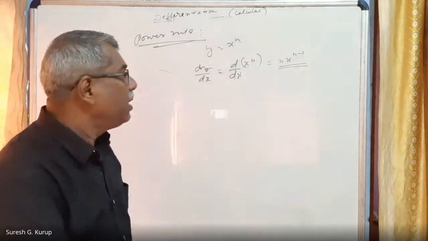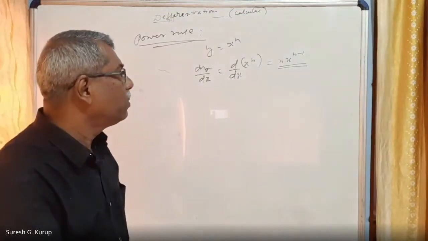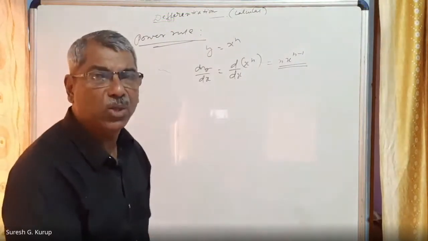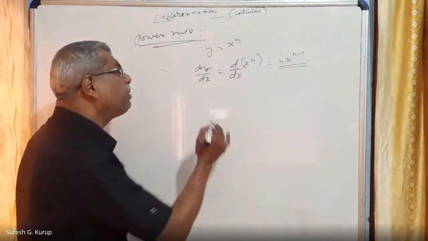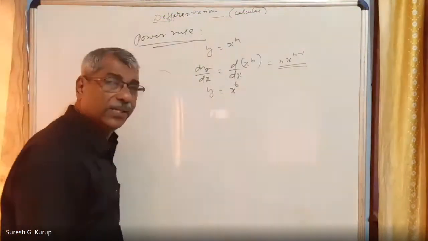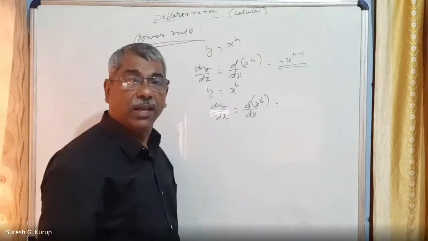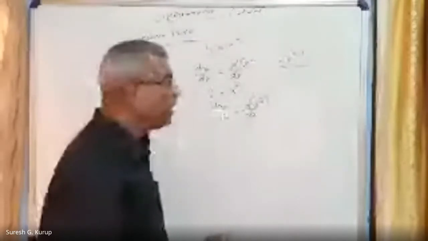Onwards, never forget it. d by dx of x raised to n, because y is a function of x with the power n, is n into x raised to n minus 1. Very, very simple. Example: y is equal to x raised to 6. The differential of this is dy by dx equal to d by dx of x raised to 6. In the place of n here it is 6 only. Therefore, this is 6 into x raised to 6 minus 1.